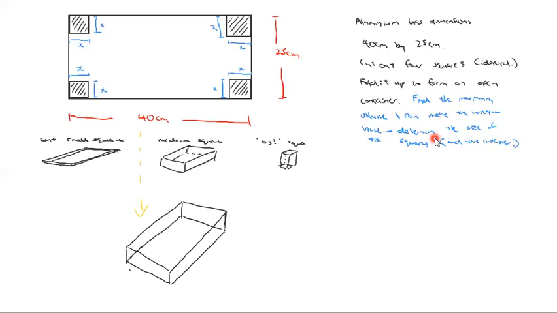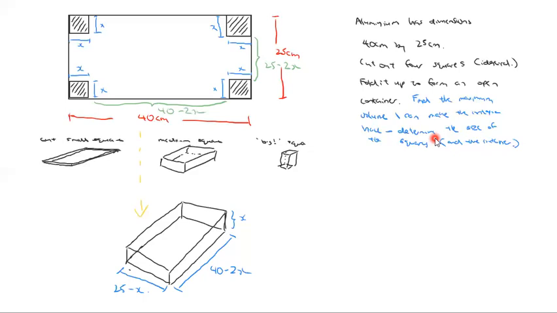And what would the height be then? X. What would this length be? 40 minus 2x. And what would this length be? 25 minus 2x. Very good. So recognizing that all those things are labeled, this being our width will be 25 minus 2x, and this being our length would be 40 minus 2x, and so on.